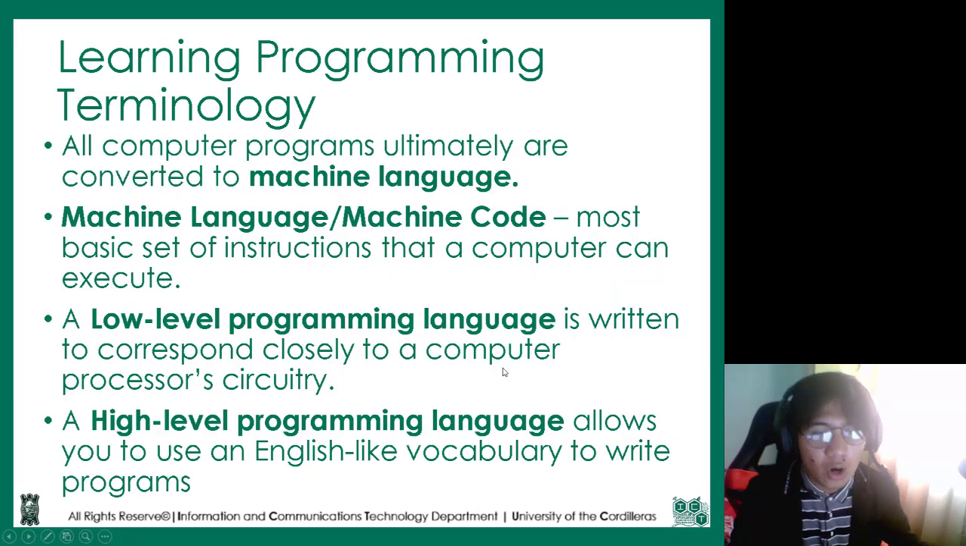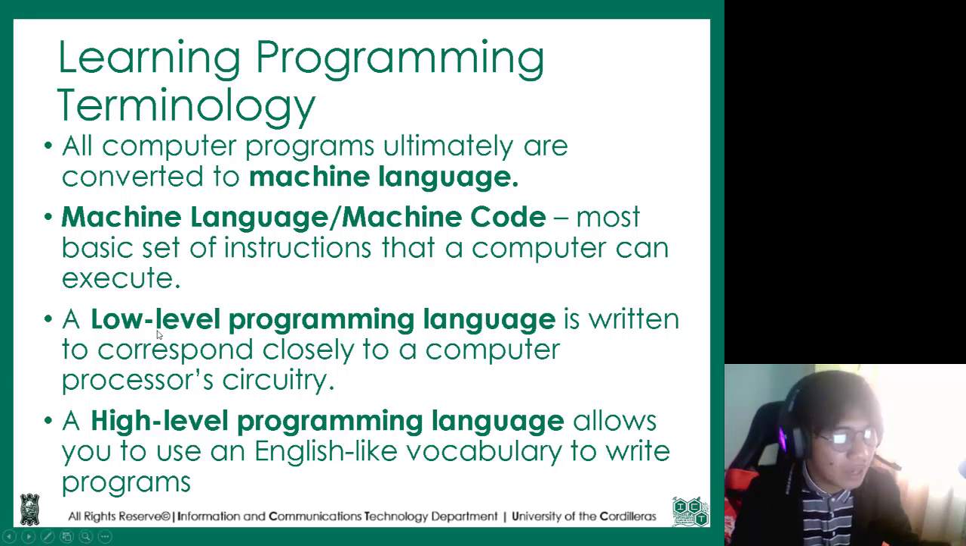Okay? Now, all of those computer programs ultimately are converted into what we call machine language or the machine code. Usually, it's actually a basic set of instructions that a computer can execute. Now, these are what we call the binary numbers, okay? And it consists of zeros and ones. We also have what we call the hexadecimal numbers, which consists of 0 to 9 and A to F. Those are an example of machine codes or machine language.